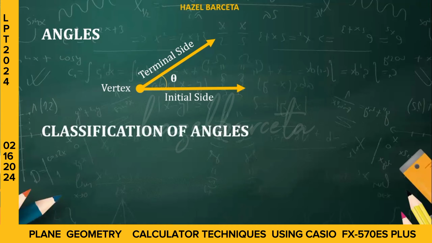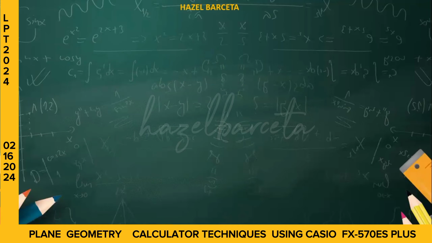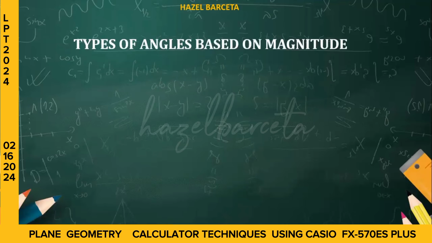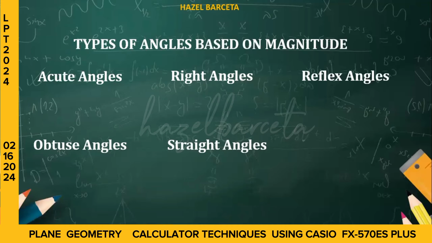We have classification of angles at based daw sa magnitude at based sa rotation. Ano naman po kapag based sa magnitude? So based on magnitude, we have these types of angles. Acute angles, alam na po natin yan. Right angles, obtuse angles, of course, and straight angles, and there's more. Reflex angles, and full rotation. So, ano po ba ang pinagkaiba nila sa isa't isa?